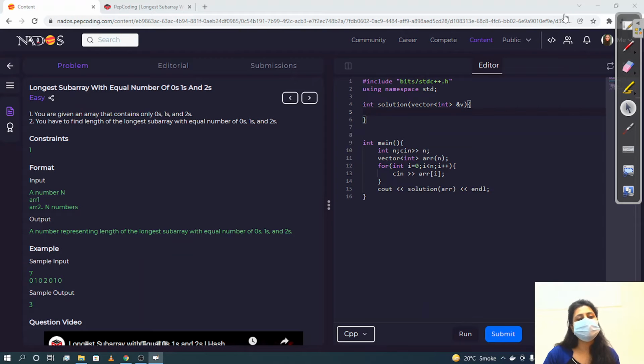So in this video, we are going to solve our next question, which is longest subarray with equal number of zeros, ones, and twos. What we are given in this question is an array that contains only zeros, ones, and twos, and we have to find the length of the longest subarray with equal number of zeros, ones, and twos. So this was the question. Let's move to our solution.